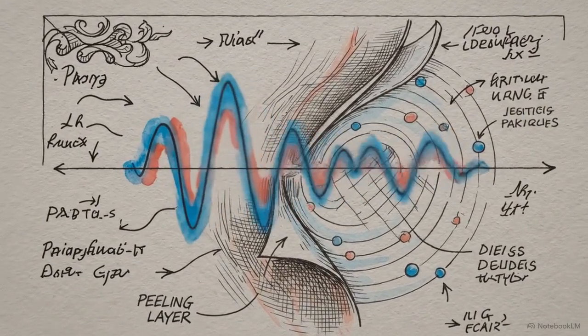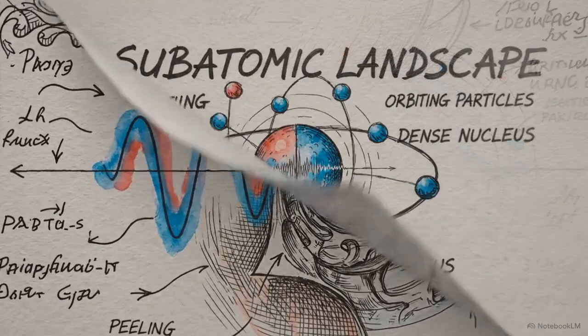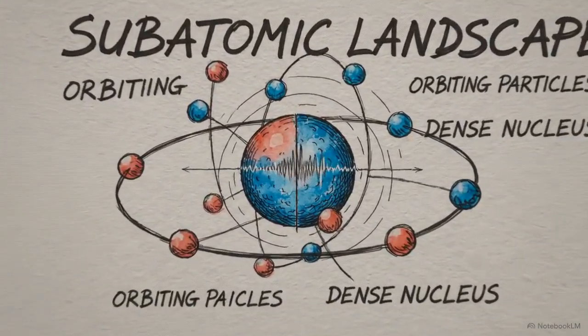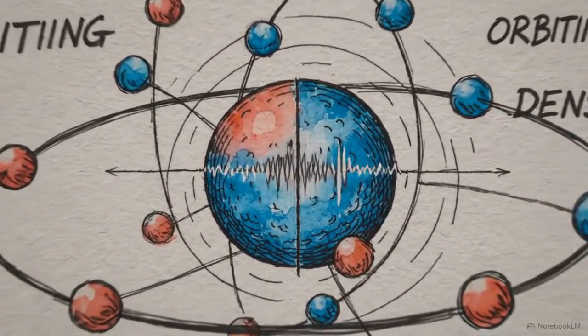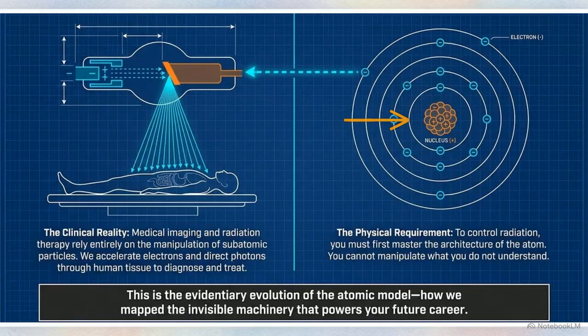Diagnosing and treating disease relies on manipulating invisible subatomic particles. Clinical practice requires aiming high-energy photons through a living patient to visualize internal anatomy. This requires a mastery of the architecture of the atom. This diagram compares the patient in a scanner with the microscopic Bohr atomic model.